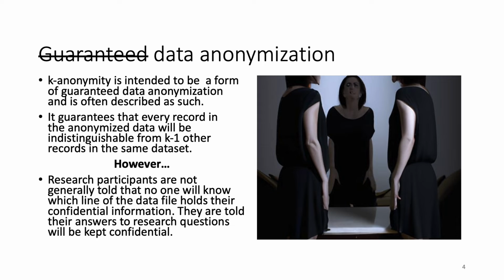Now, K-anonymity is intended to be a form of guaranteed data anonymization, and it's often described as such. It guarantees that every record in the anonymized data will be indistinguishable from K-1 other records in the same dataset. However, research participants are not generally told that no one will know which line of the data file holds their confidential information. They're told their answers to research questions will be kept confidential.